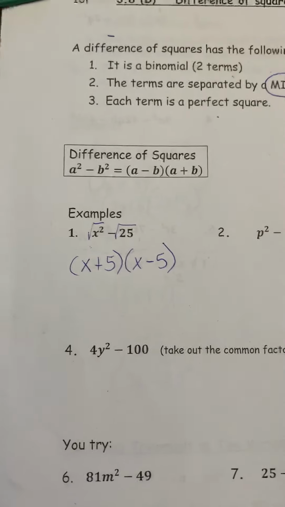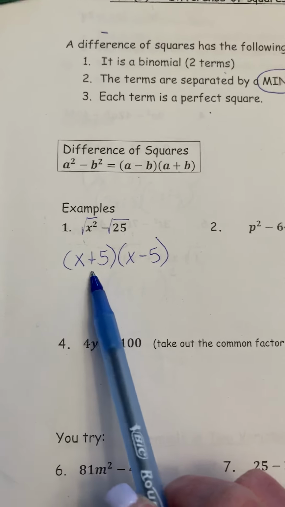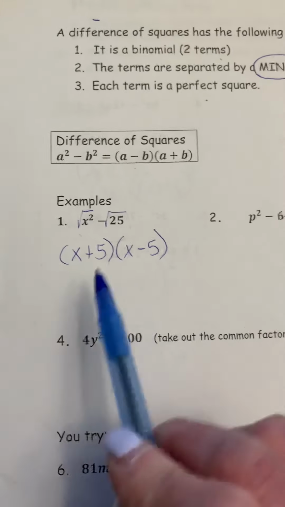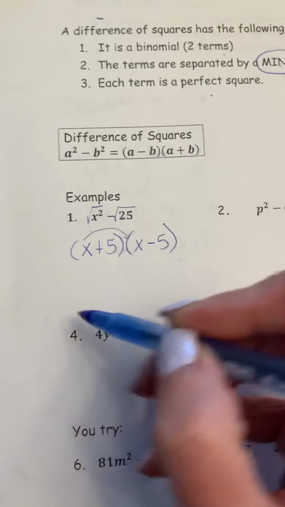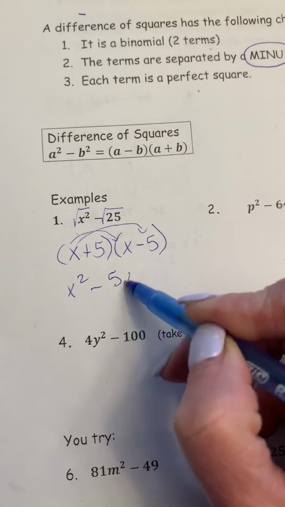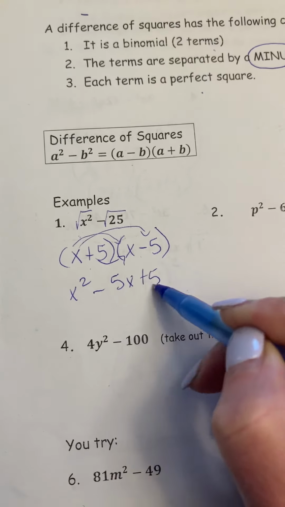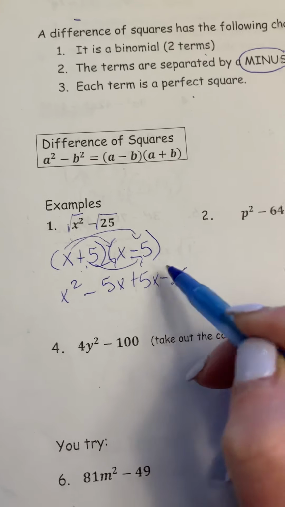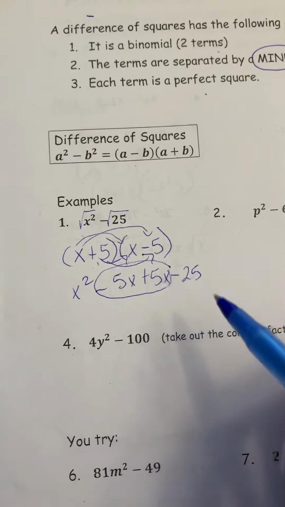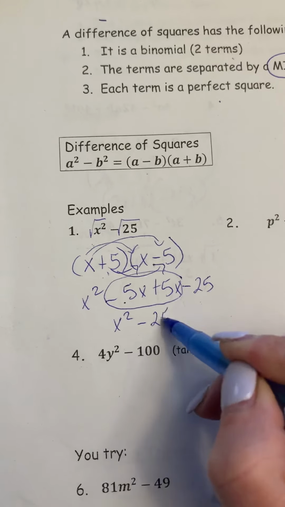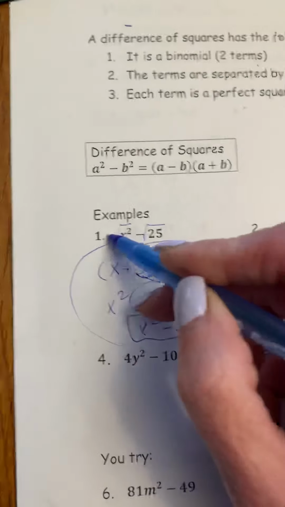When you're doing perfect square trinomials, you had two factors that were exactly the same, but I'm going to show you why it's important that these are opposite signs. If we did the distribution, we'd get x squared minus 5x plus 5x, and then a positive times a negative is negative 25. You see what happens? Those two terms cancel each other out, and we're left with x squared minus 25, which is back to the original answer.